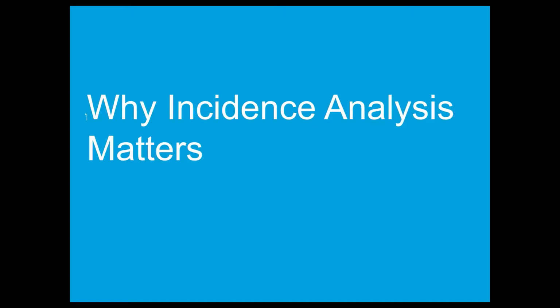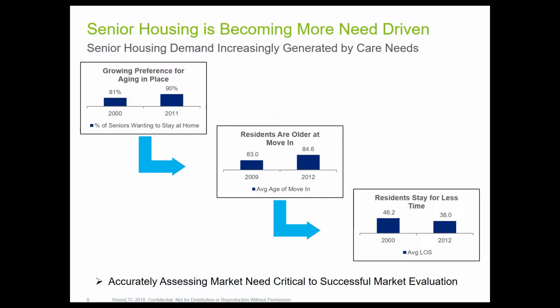So obviously, what is incidence analysis? Incidence analysis is looking at rates of disability or healthcare utilization inside of a population of prospective customers or inside of a market area, specifically for the purposes of evaluating the need for senior housing. And so, first, why does that matter?